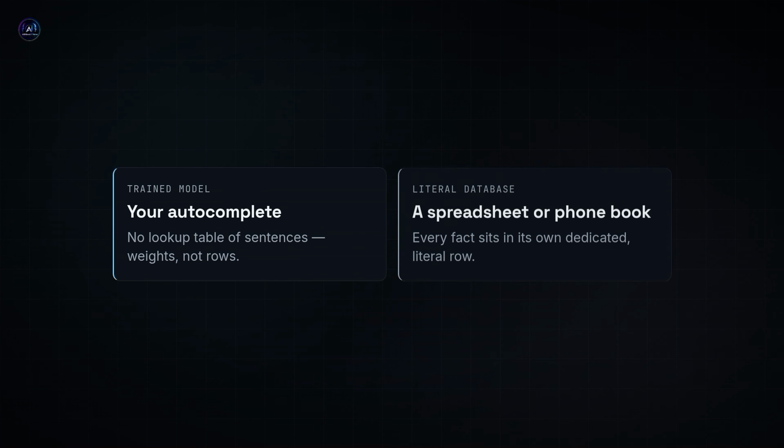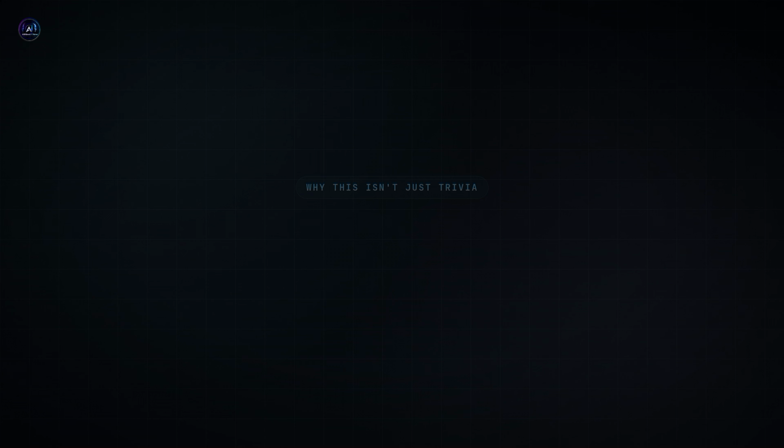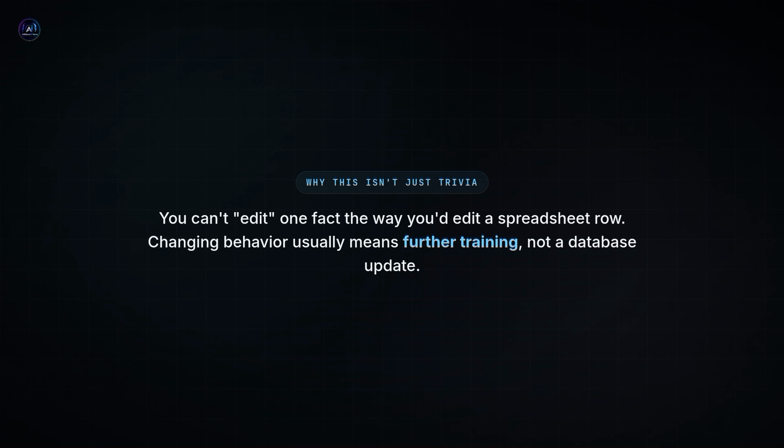You already interact with this distinction constantly. Your phone's autocomplete has no lookup table of sentences behind it, just weights. A spreadsheet, or a phone book, is the opposite. Every fact sits in its own dedicated, literal row. That's the entire difference between a database and a trained model. This is also why you can't simply edit one fact inside a large language model the way you'd edit one row in a spreadsheet. The knowledge isn't addressed that way. Changing behavior reliably usually means further training, not a database update.